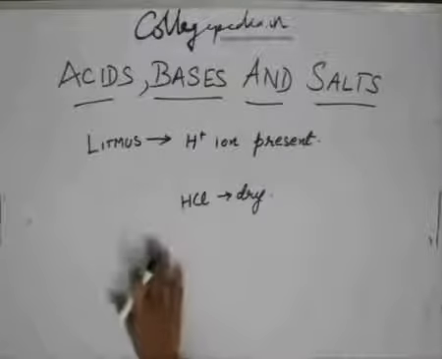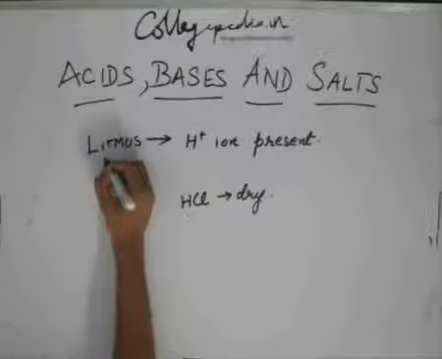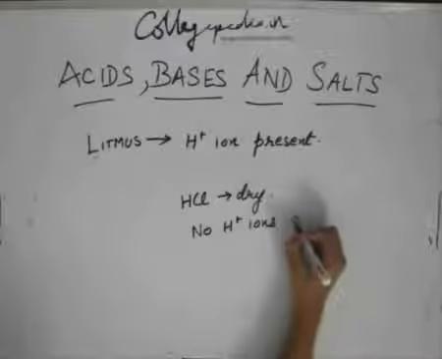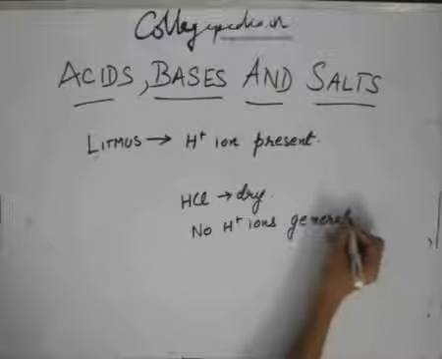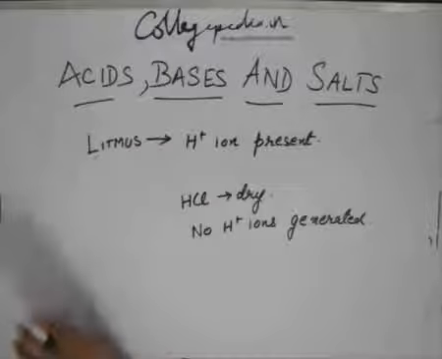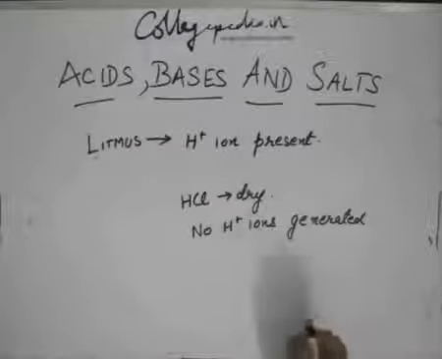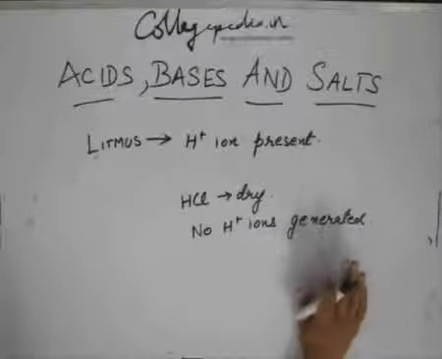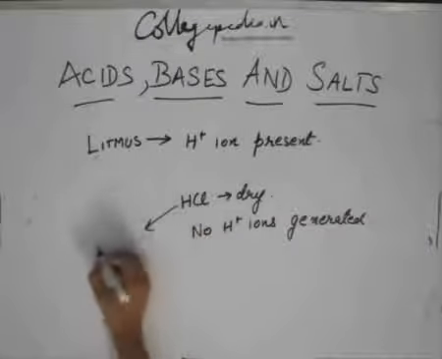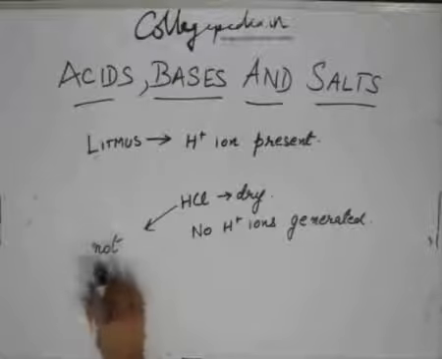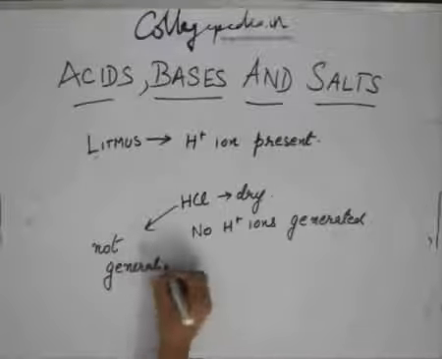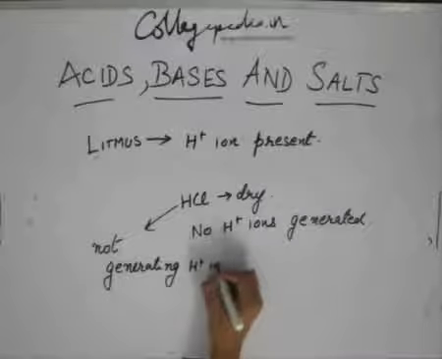So naturally, in this case, there should be no H+ ions generated, because the litmus only tests for H+ ion present. If there is H+ ion present, it will change the color. So in this case, there must have been no hydrogen ions generated. So this dry HCl is not actually generating H+ ions.